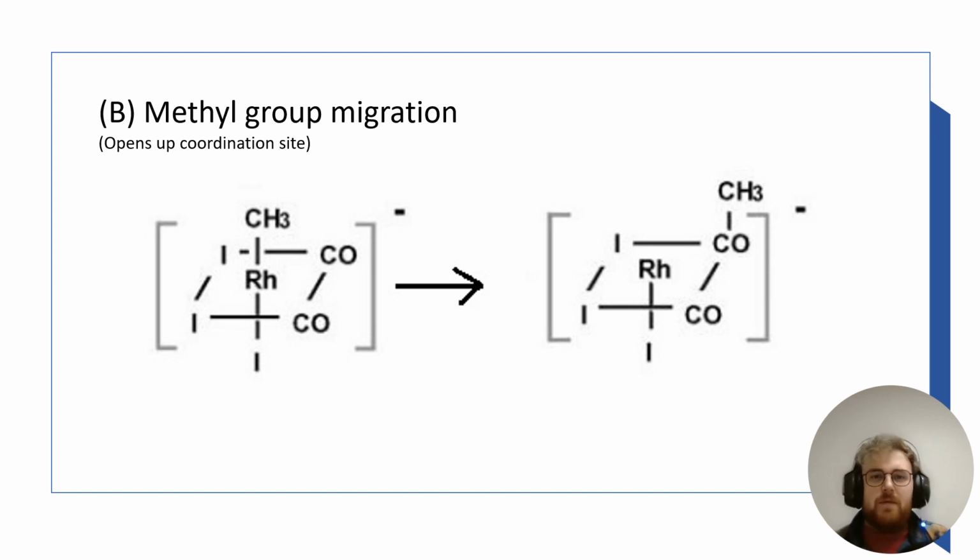On this next step, we have a methyl group migration. So once the oxidative addition has happened, the methyl group that is added via oxidative addition migrates to one of the 2 carbonyls present in the cis position. And so this is a 1-1 migration, allowing for the insertion to take place on this now open coordination site where the methyl group was.